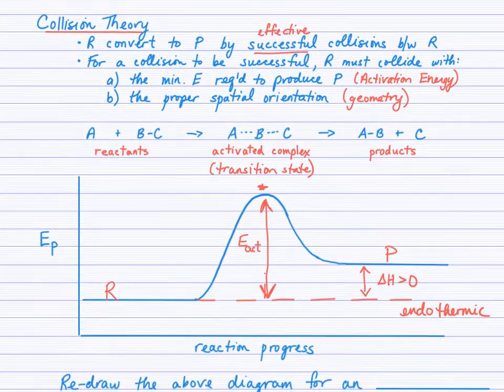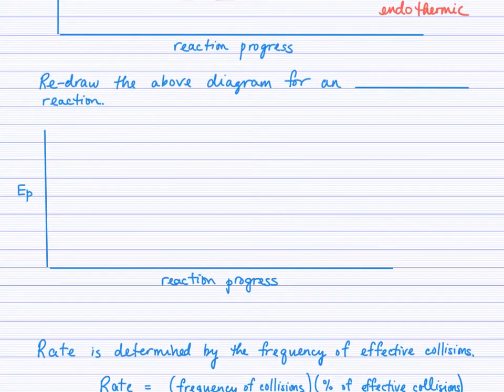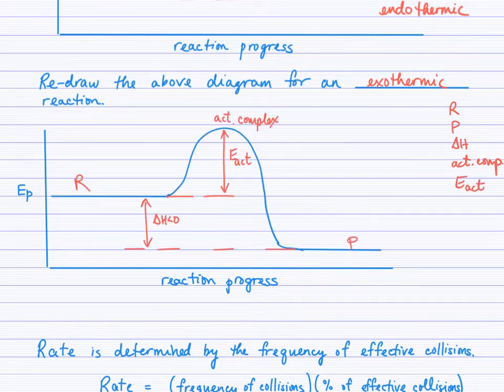Now, can you repeat this diagram, except now draw it for an exothermic reaction. So go ahead and label the potential energy of the reactants, the products, label delta H, show where the activated complex is, and the activation energy. Okay, and then check back with the video.